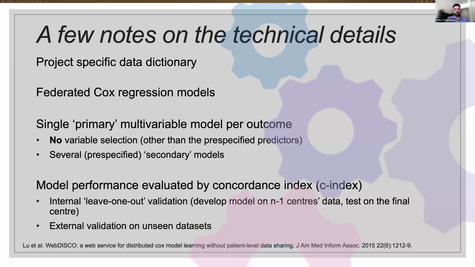The performance of the models was evaluated using the concordance index, using two different approaches. So first was the internal leave one center out cross-validation, where we trained the model on the data from all centers except one, and then we validated on that final center. And of course, we repeated that multiple times to cover all the possible combinations. The second approach was the external validation approach, where we validated the models on completely unseen data sets that were not used for model training.